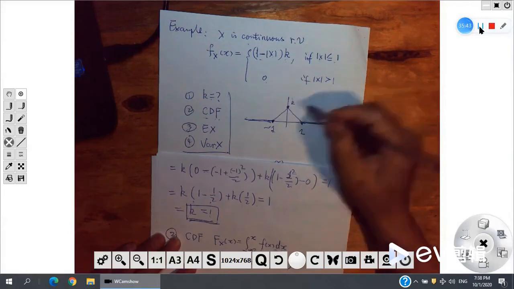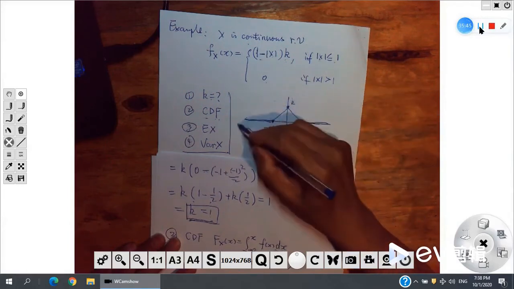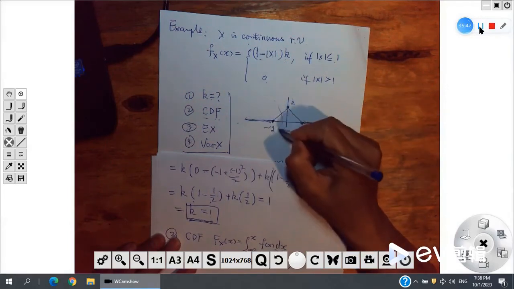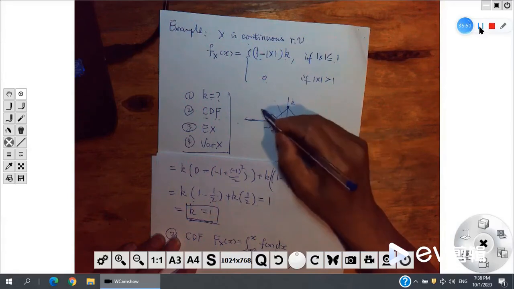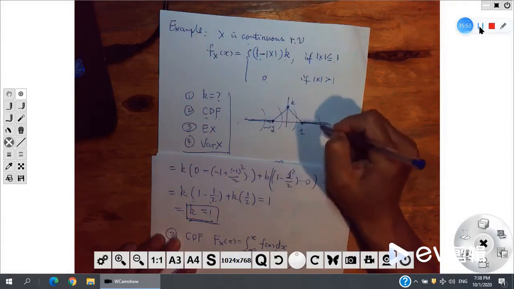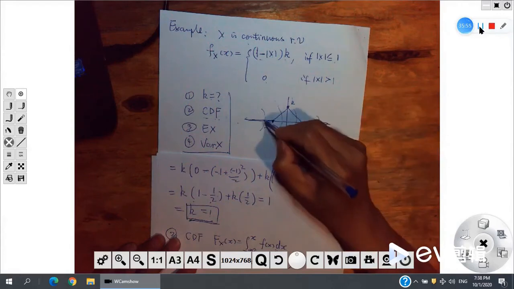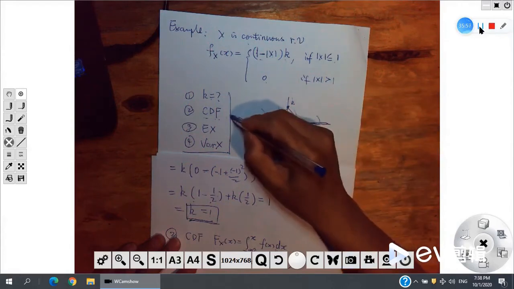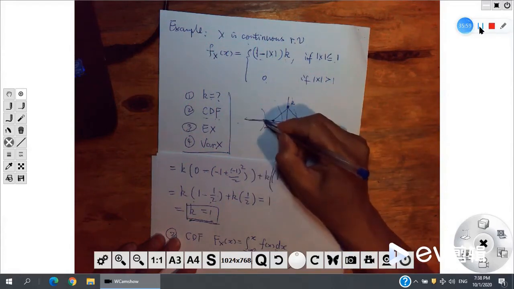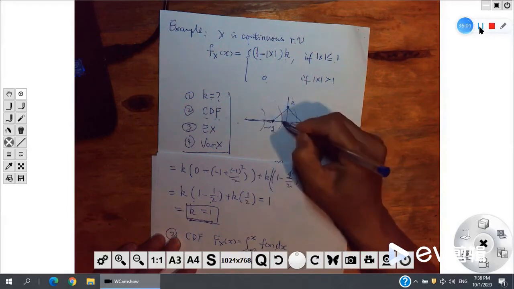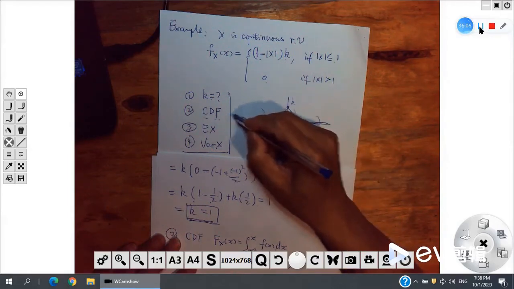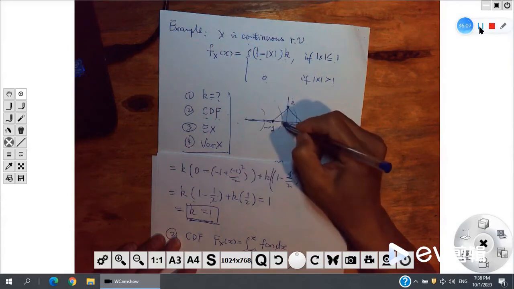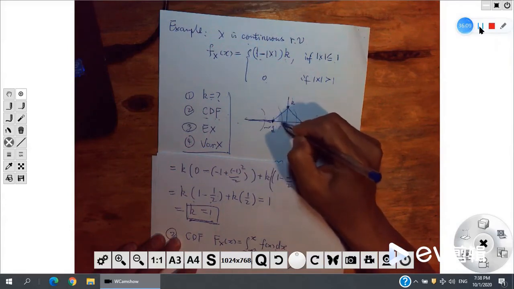Now FX will be the integral from negative infinity to somewhere. So we have several cases. If x is here, the integral from negative infinity to here is just 0. When x is at this place, we need to calculate the integral from negative 1 to here. Before negative 1 it is 0, nothing.